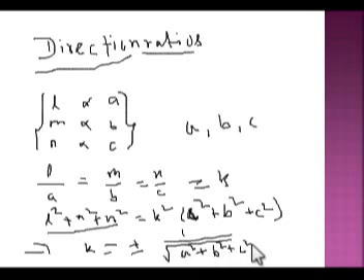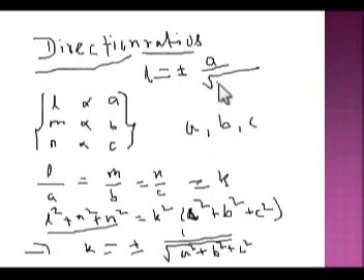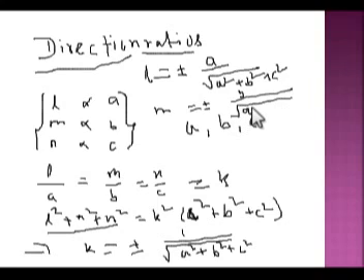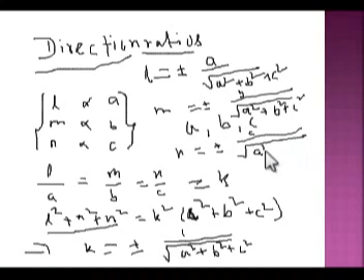From this we can get the relation between direction cosines and these numbers. L must be plus minus A by root over A square plus B square plus C square. In this way, M is equal to plus minus B by root over A square plus B square plus C square, and N is equal to plus minus C by root over A square plus B square plus C square. These are the relations between direction ratios and direction cosines.